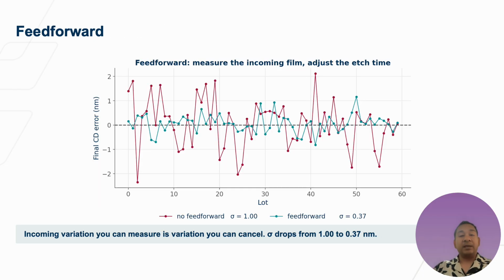Feed forward first, because it is the simpler idea. Incoming film thickness varies from lot to lot. That variation propagates through the etch and shows up as CD error. But you can measure the incoming thickness before the etch runs. So predict its effect, and adjust the etch time to compensate before the wafer goes in. Sigma drops from 1.00 to 0.37 nanometers. Almost all of the incoming variation has been cancelled. Incoming variation you can measure is variation you can cancel, which reframes metrology as an input to control rather than only a monitoring activity, and it is part of the business case for measuring more, not less.